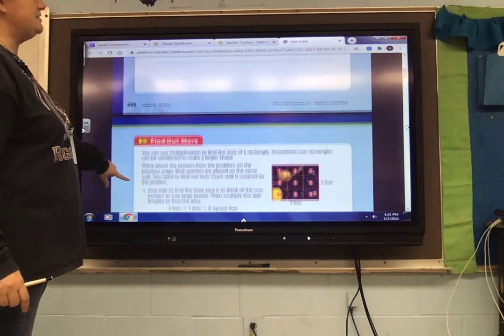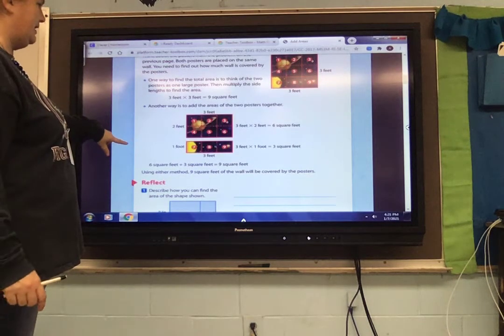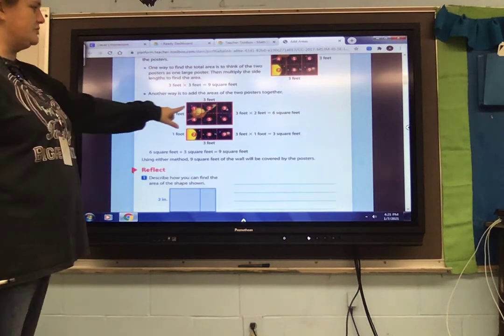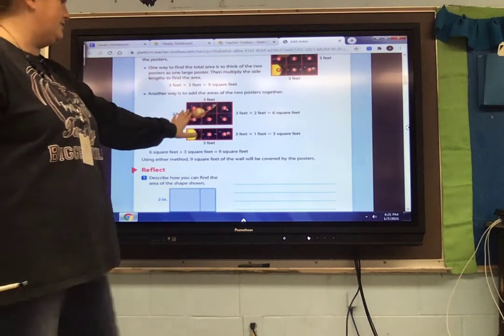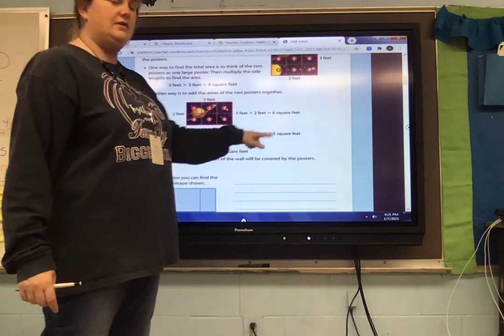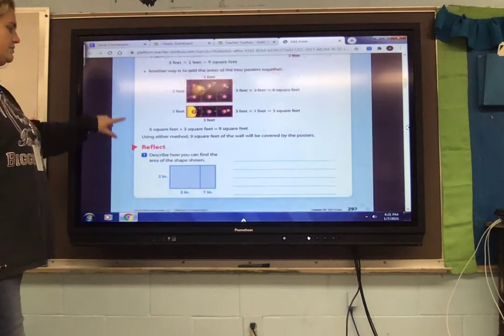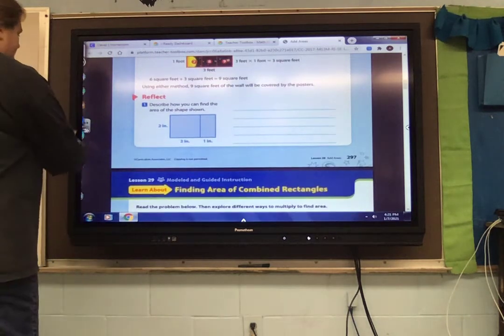All right, let's move on to the next page, 297. They're kind of breaking that part down for us, and they're showing us how they added them together. You can see the 6 feet, and then they went ahead and continued counting with the 3 to get that answer of 9. So we're going to try another one on our own.